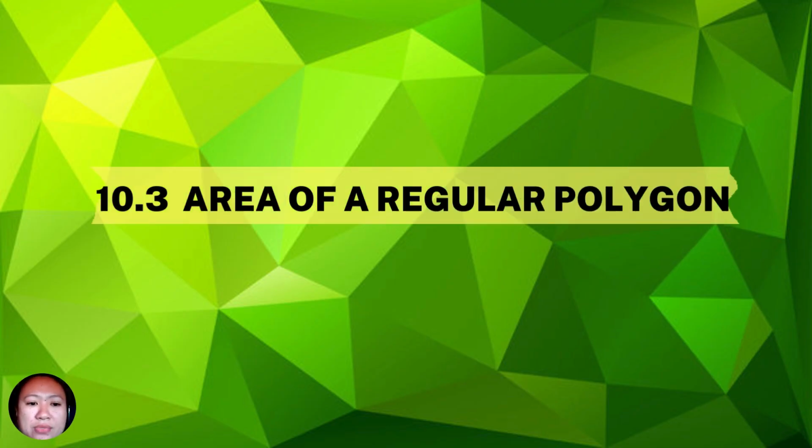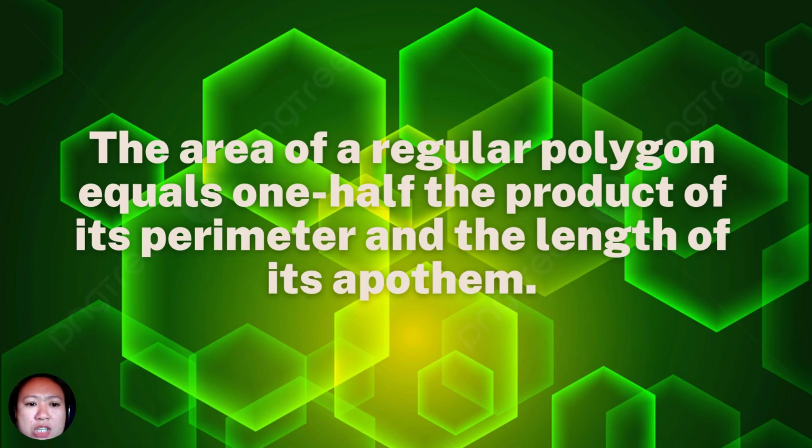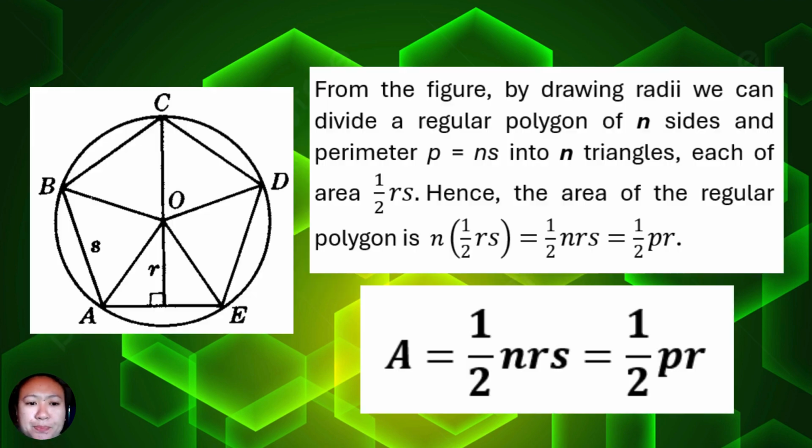Now let's have the area of a regular polygon. The area of a regular polygon equals 1/2 the product of its perimeter and the length of its apothem.